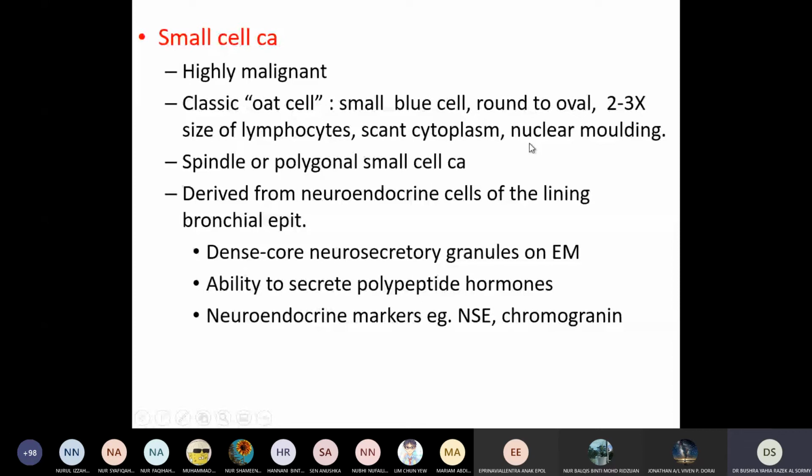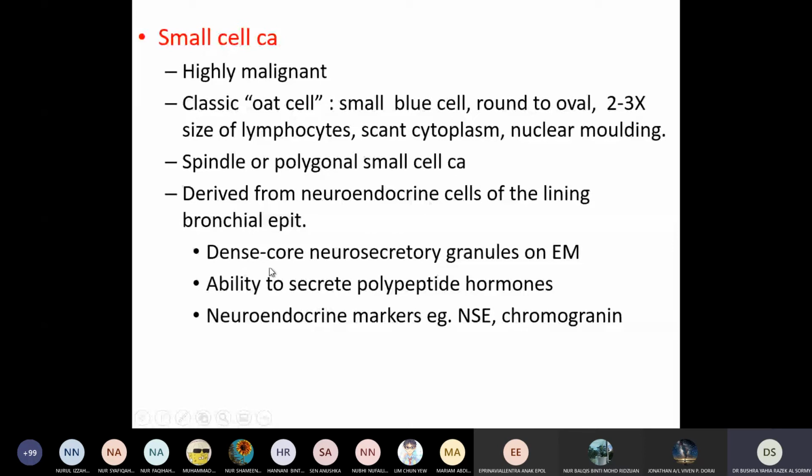And another feature is nuclear molding. Nuclear molding means the cells are facing each other. Can be spindle or polygonal small cell carcinoma. It is derived from neuroendocrine cells lining the bronchial epithelium. So that is why it is sometimes associated with paraneoplastic syndrome like Cushing syndrome, because it arises from neuroendocrine cells.